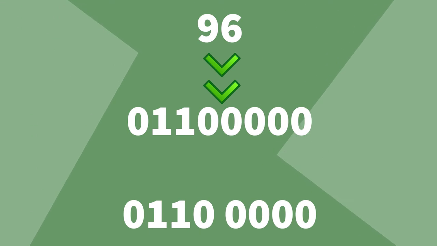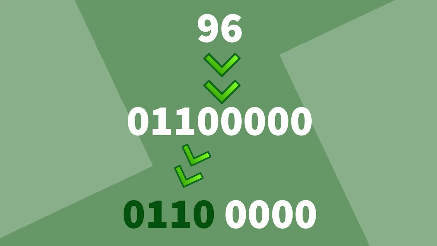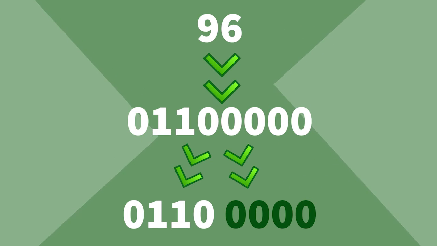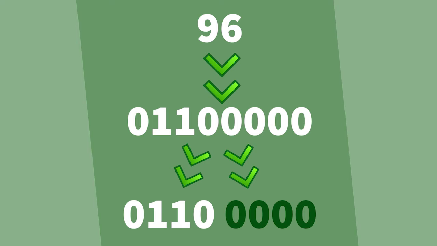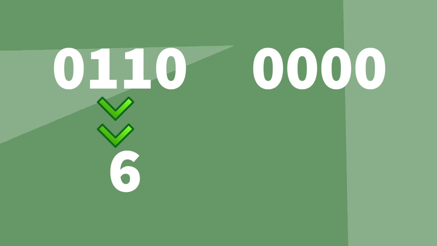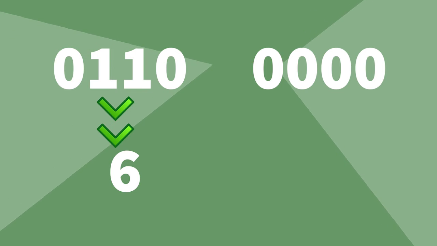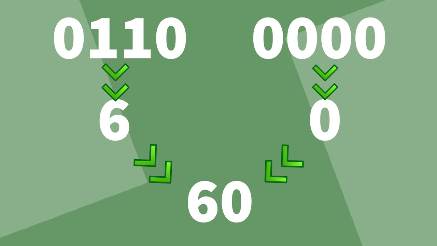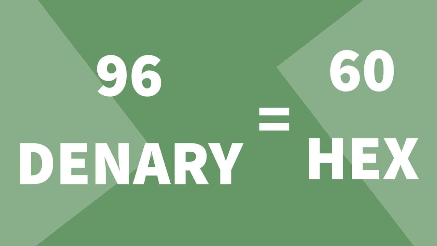So our first nibble is 0110, and our second nibble is 0000. Then convert each nibble into a separate denary number. 0110 is 6, and 0000 is 0. Now, we put these two numbers together to make our hex number 60. So 96 in denary is 60 in hexadecimal.